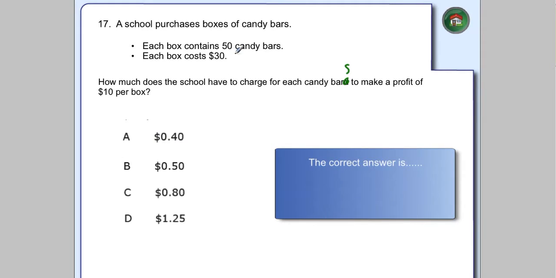Well, a profit is above and beyond what you paid for it. So if you have purchased the box for $30, you need to make $40 in the candy bars. So essentially, $40 equals, and then how much could you sell each candy bar for? So 50 times what would give me $40? Now all you have to do is divide by 50.